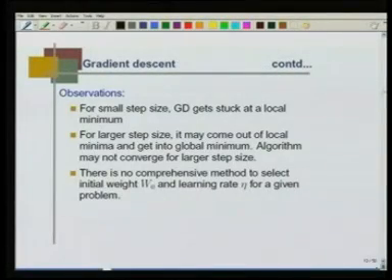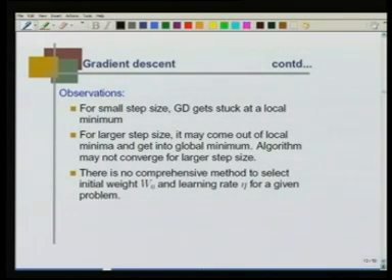Okay. But if the function is complex, we have no comprehensive method to reach the global minimum using gradient descent, although heuristically we can reach near the global minimum. So, observation: for small step size, gradient descent gets stuck at a local minimum. For larger step size it may come out of local minima and get into the global minimum.